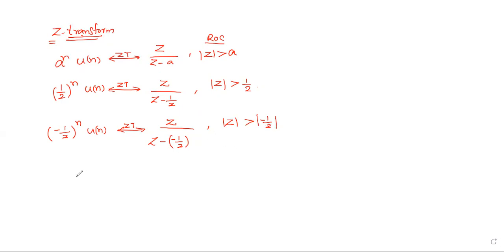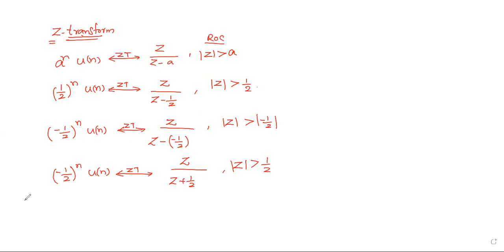Here we need to be very careful. So for minus 1 by 2 whole power n u of n, what is the Z transform? We will get Z by Z plus 1 by 2. What is the ROC? Mod Z is greater than 1 by 2.